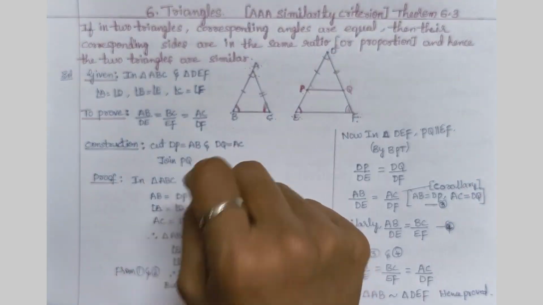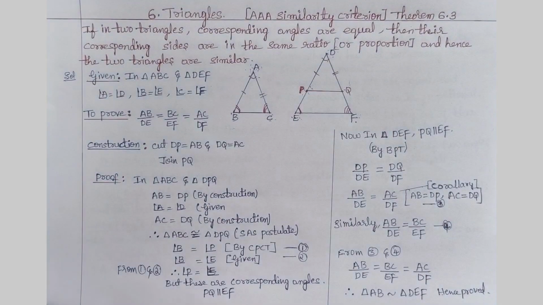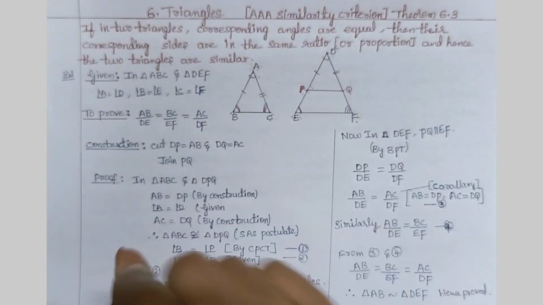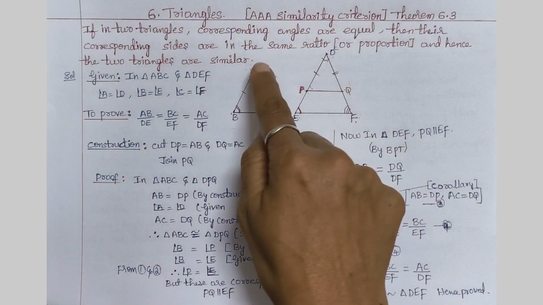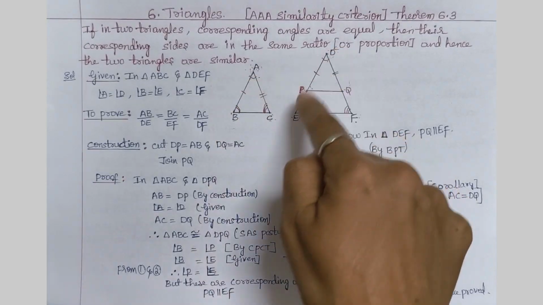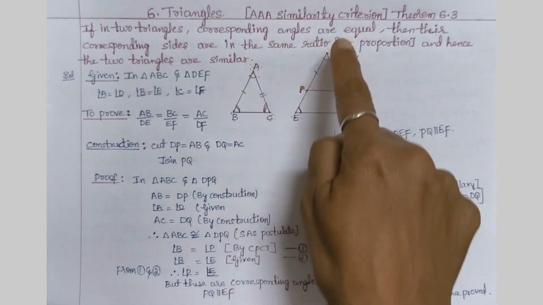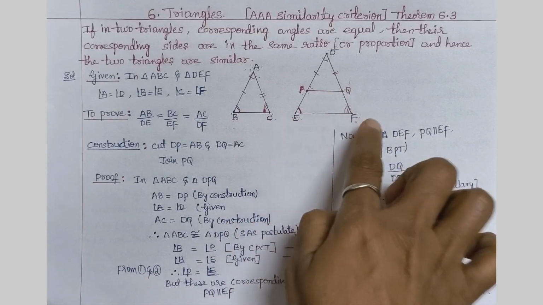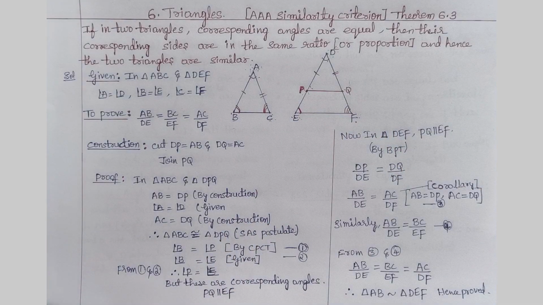Now we will prove their corresponding sides are in the same ratio. Same ratio means proportional. Proportional meaning what? Finally, what we have to prove? AB by DE equal to AC by DF equal to BC by EF. This is the final proof.